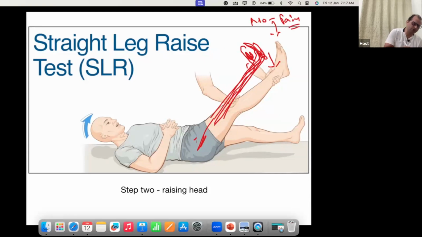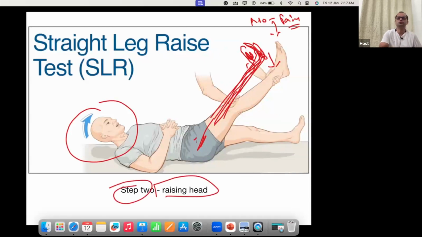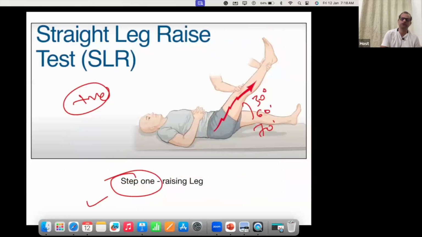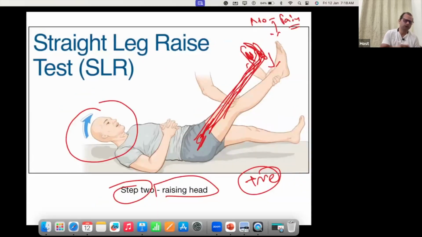Then we tell the patient, okay, now raise your head up. This is step number 2, raising the head. Again pain is produced, as soon as the head is raised. So this test is positive. In step number 1, we are just raising the leg and there is production of pain. In step number 2, we bring the leg a little down and ask the patient to raise the head up. Again pain is reproduced. That is the positive test.